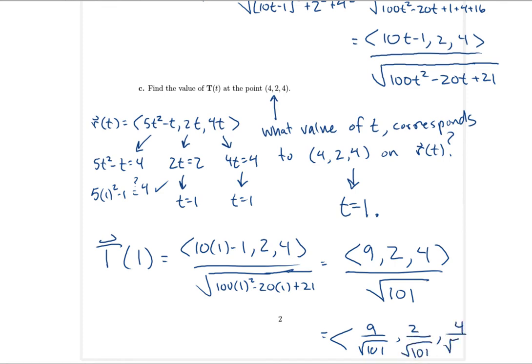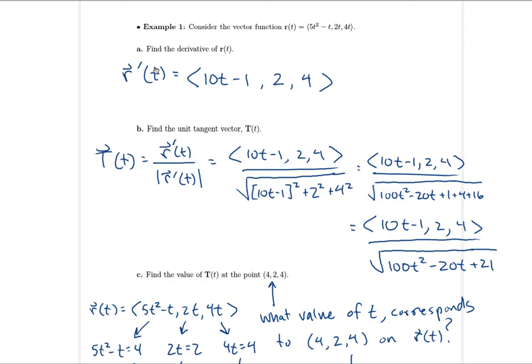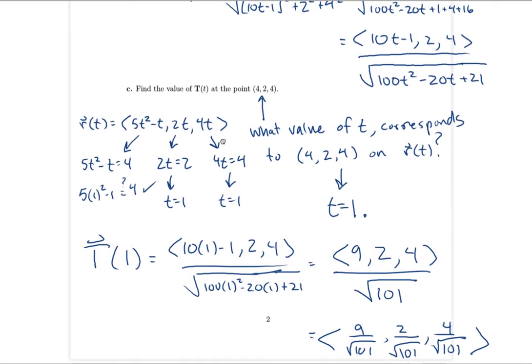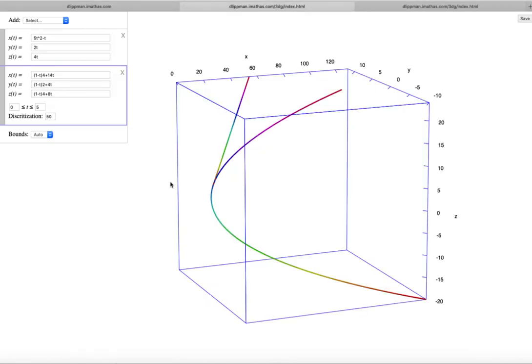Now I made a little picture of this on our 3D grapher. I'll admit I did not actually graph the true unit tangent vector. I graphed r prime of 1 rather than the unit tangent at 1, and I just did that so it'd be a little more visible. So rather than being really short as a unit length, it's quite a bit longer. But the same idea applies here.